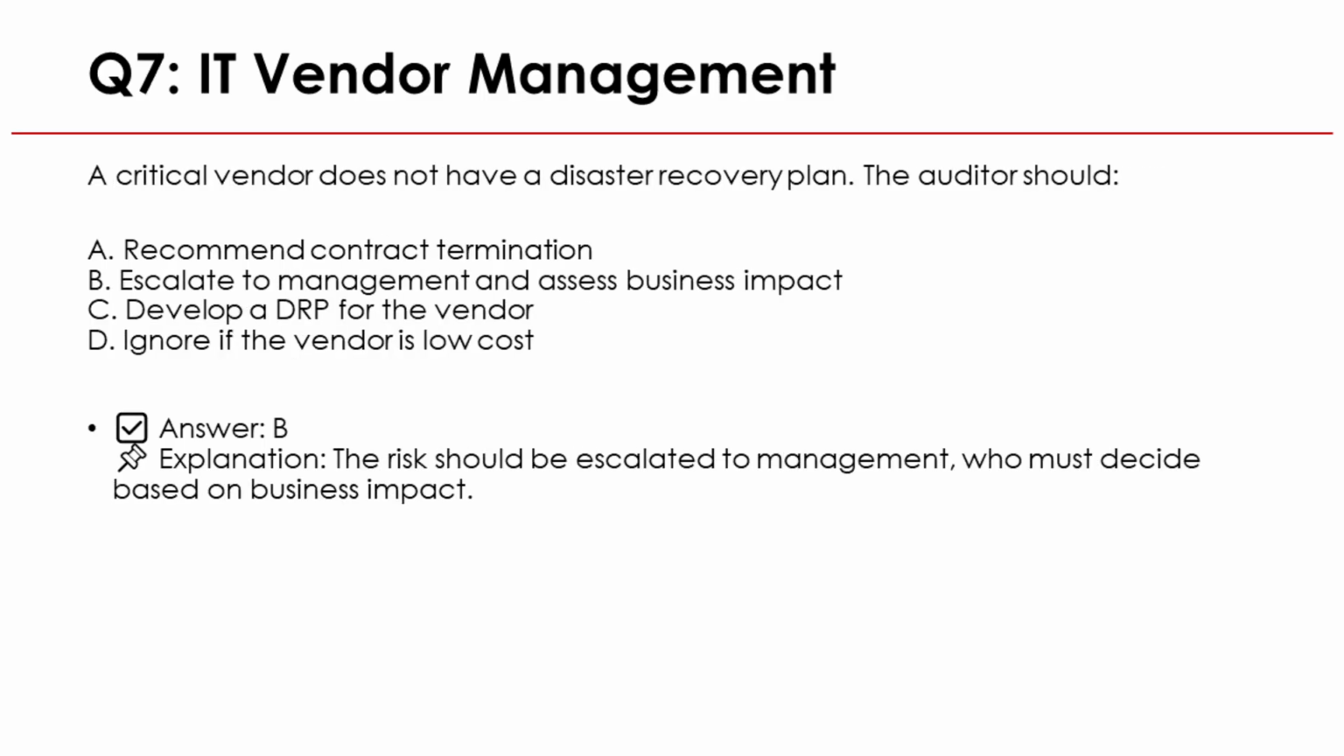A critical vendor does not have a disaster recovery plan. The auditor should: Option A, recommend contract termination, extreme. Option B, escalate to management and assess impact, correct first step. Option C, develop a DRP for the vendor, outside auditor's role. Option D, ignore if vendor is low cost, unacceptable. Correct answer, B, escalate to management. If your locksmith has no spare keys, you raise the alarm. Management decides next steps.